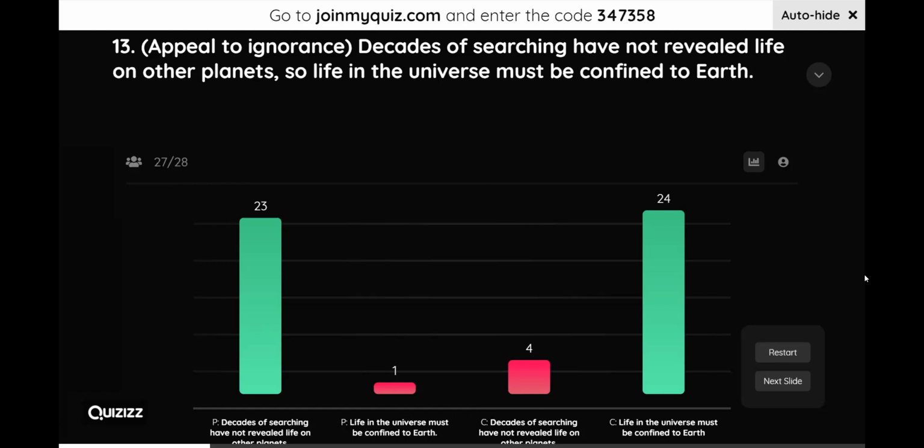Okay, so what are we concluding? We're concluding that there's no life out there. Why are we concluding there's no life out there? The premise is that we haven't found any, basically, right? We've searched and we haven't found any. So why is this an appeal to ignorance, I think, is the next question.